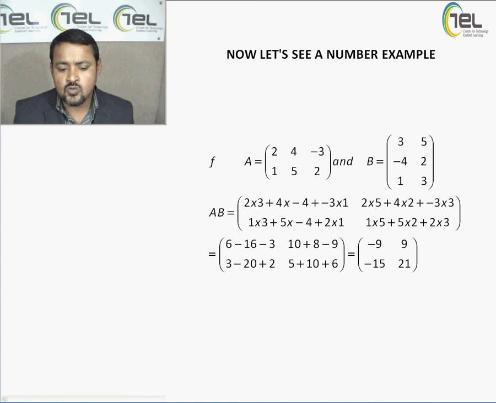3 plus 2 minus 20, that is minus 15. 5 plus 10 plus 6, that is 21. So the resultant answer matrix AB is minus 9 and 9 in the first row and minus 15 and 21 in the second row. So first of all we have seen how the letter matrix is multiplied, and now we have seen how a number matrix has been multiplied with another number matrix.